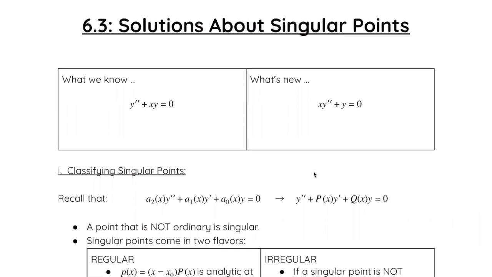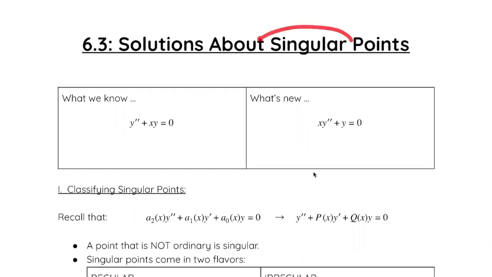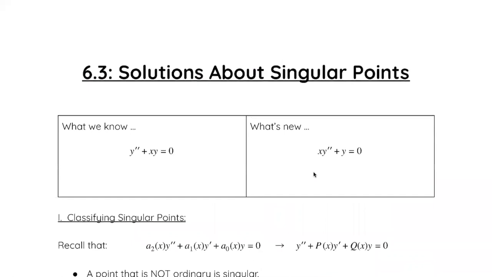All right. So today we are talking about section 6.3, and we're talking about solutions about singular points. And what we might want to recall is that from 6.2, we actually looked at solutions about ordinary points, right? And in 6.2, when we talked about ordinary points, we sort of described this class of points. And then we said, well, if it doesn't fulfill the ordinary characteristics, then it's going to be a singular point.